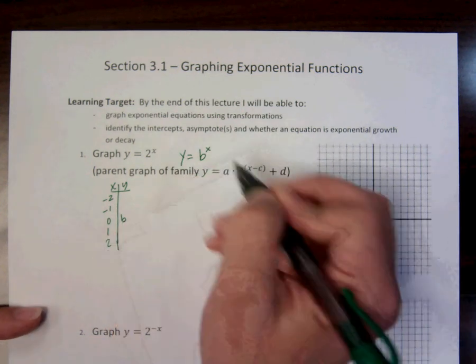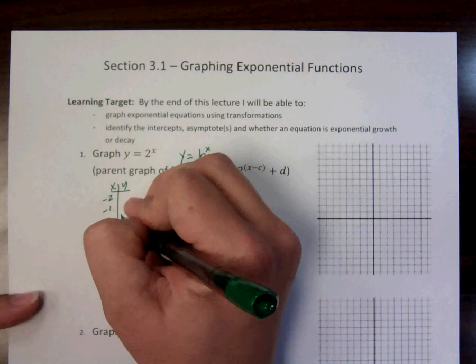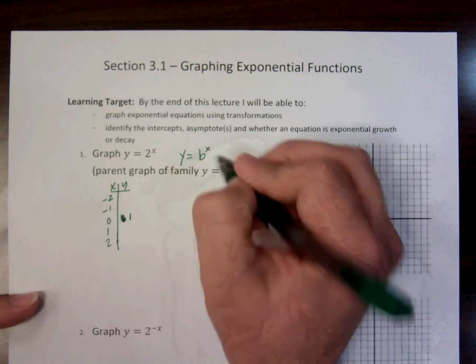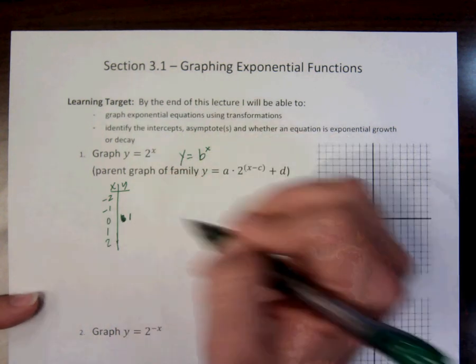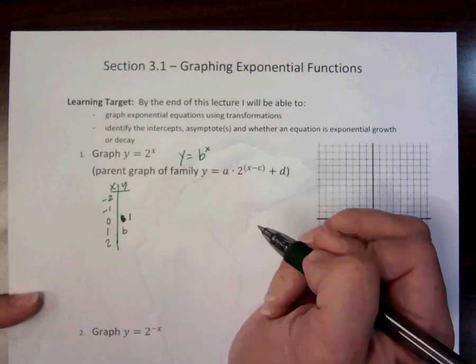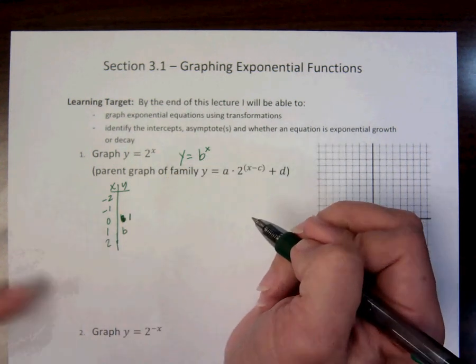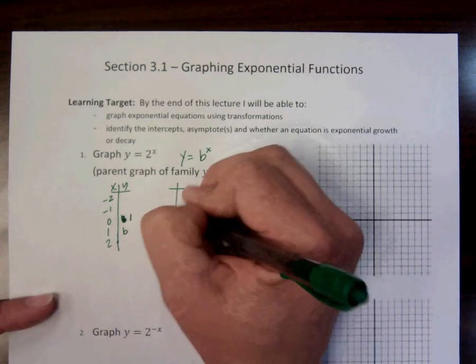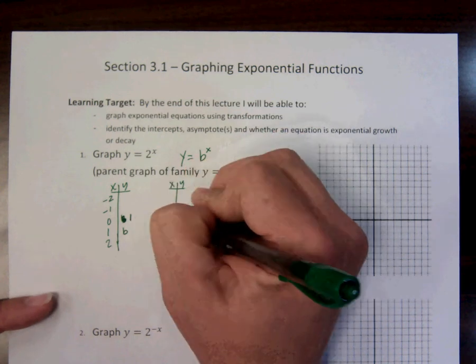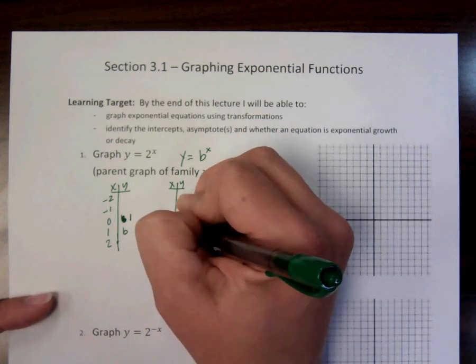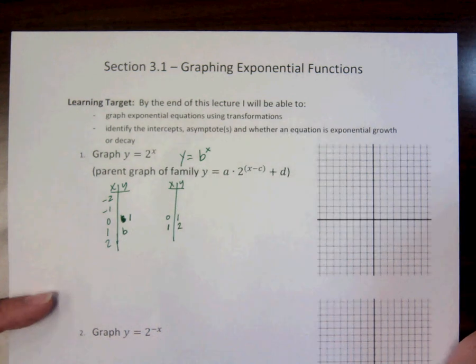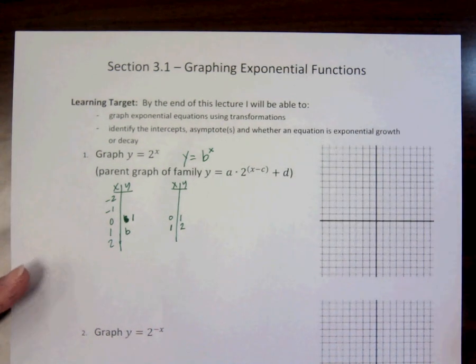Anytime you plug in 0, you get 1. Anything to the 0 power is 1. When you plug in 1, you're going to get that base value. So on this function, 2 to the x, when I plug in 0, I'm going to get 1. And when I plug in 1, I'm going to get 2. And that's actually the table we'll start with every time.